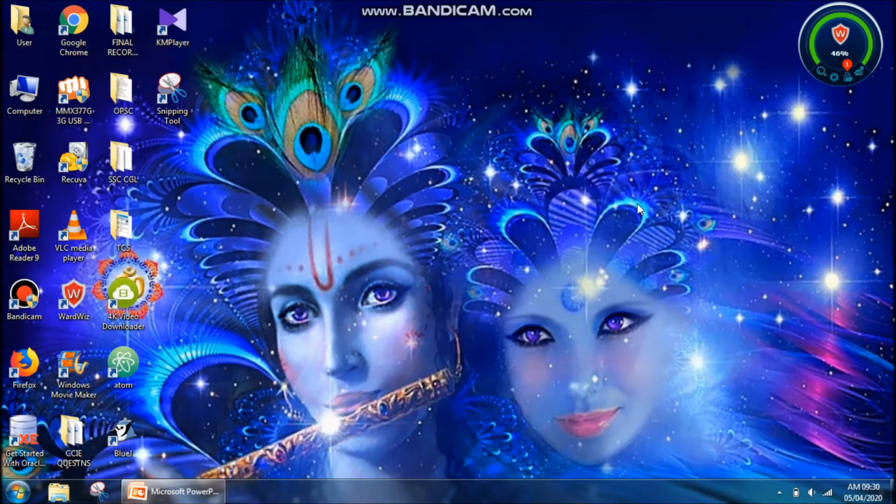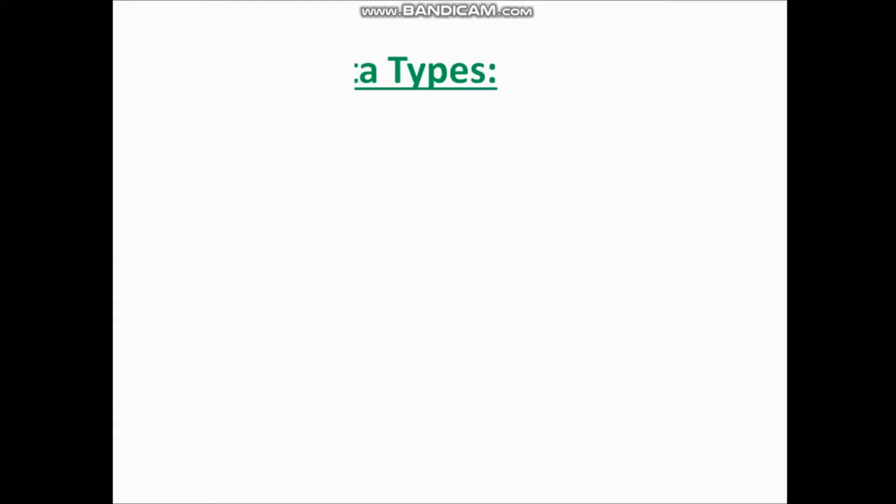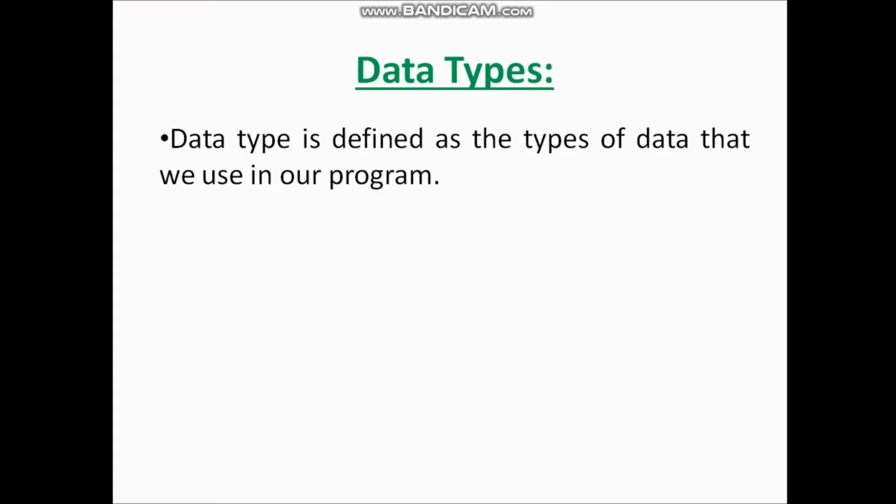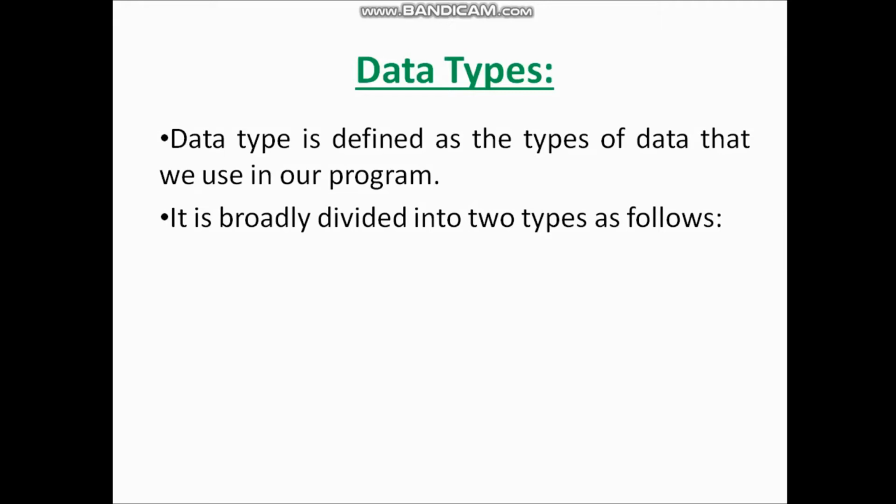Today in this video, I will talk about Java data types. So let's start. The data type is defined as the type of data that we use in our program. It is broadly divided into two types: primitive data types and non-primitive data types.